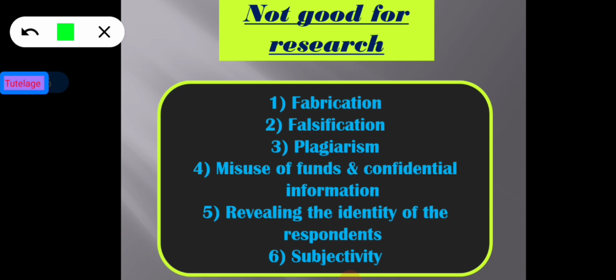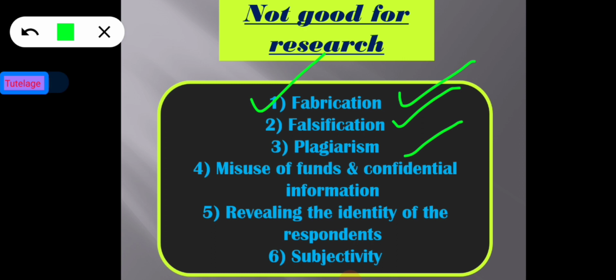or moral principles, and these three are known as the cardinal sins of research misconduct: fabrication, falsification, and plagiarism. Okay, so the first one is fabrication. So learner, do you know what we mean by fabrication?